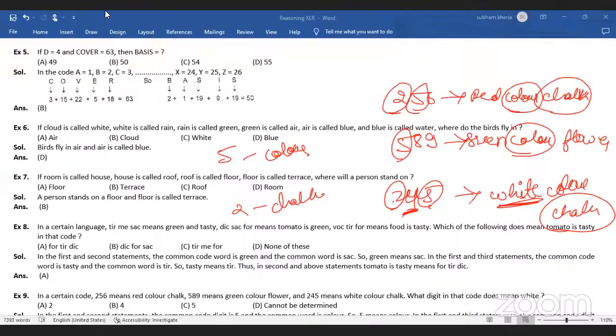समझ गई सर. Others clear. Sir, I did not understand why is color 5. बेटा देखो, color is coded in the first and second, not common word. First and second. What is common? Color. So we say the word for color is 5. The code for color is 5.